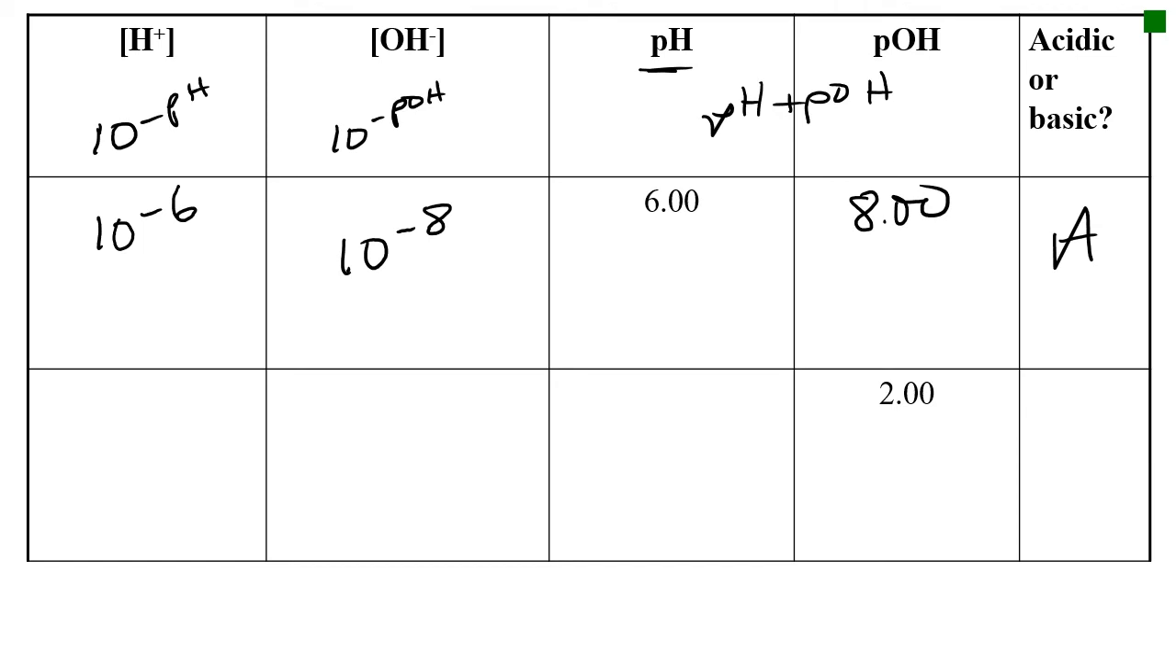If pOH is 2, then pH is 12, and the concentration here is 10 to the minus 12, and the concentration here is 10 to the minus 2. We have much more hydroxide than we do acid, and our solution is basic.